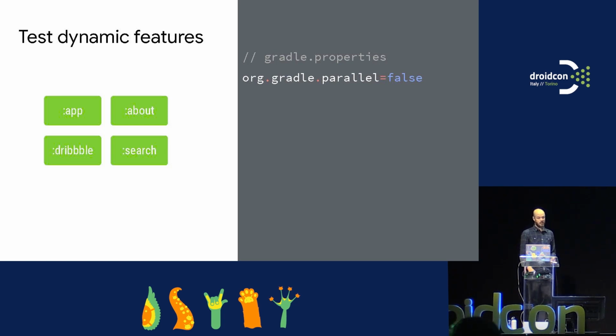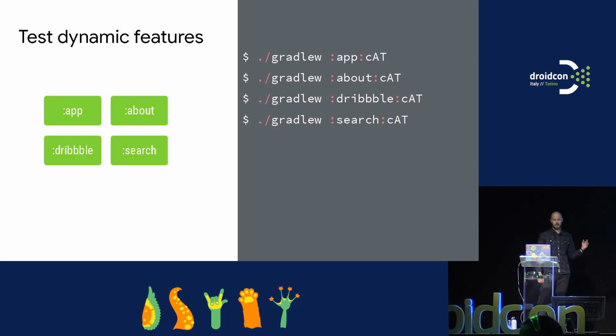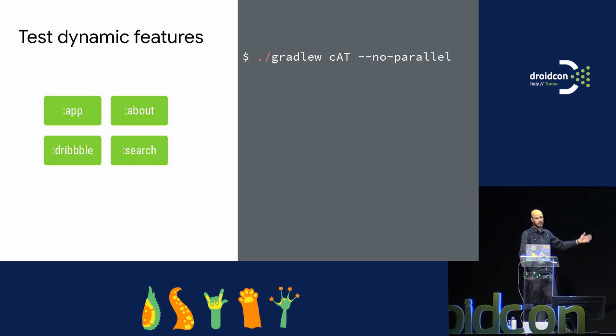So another way to do this is you can test your features independently while still keeping parallel to true. After you implement something, write a test for a single module, you just run the tests for this one module with a connected Android test on the module itself. This is cool during development, but for your CI server, for example, or if you want to run the full test suite, you don't always want to type those out. Say you have 10, 20 different modules that you want to test. This just gets very tedious to maintain.